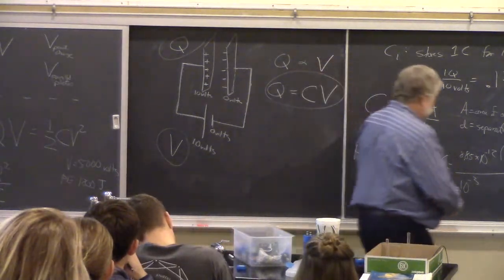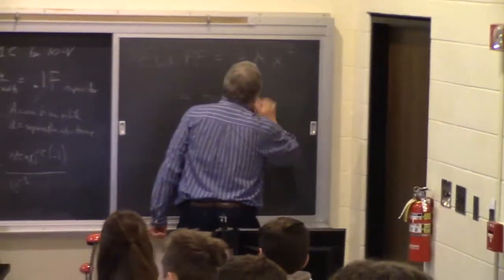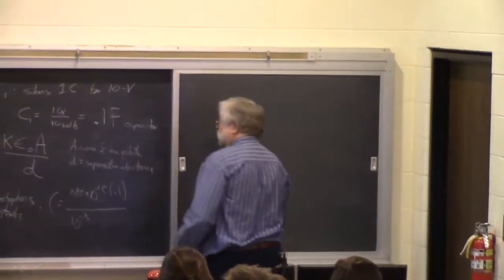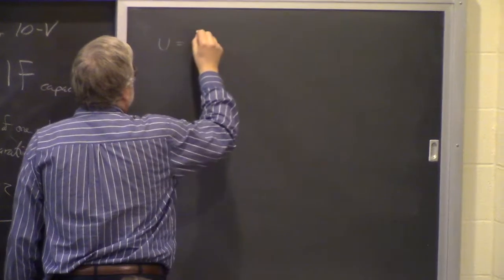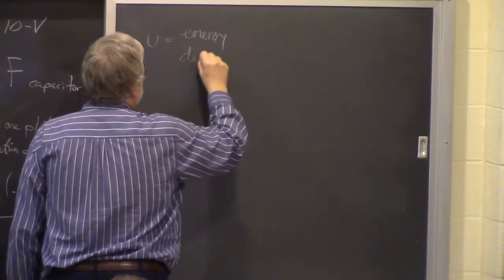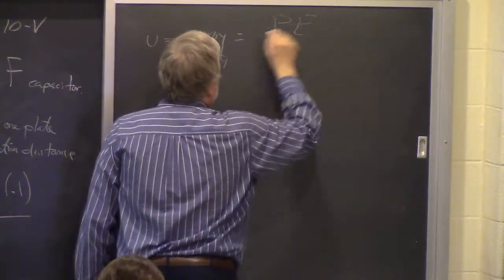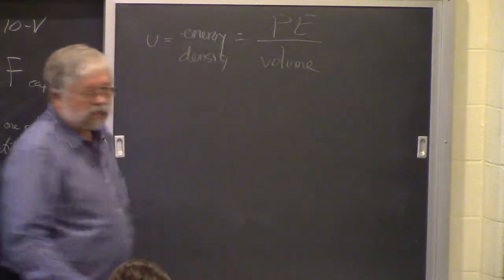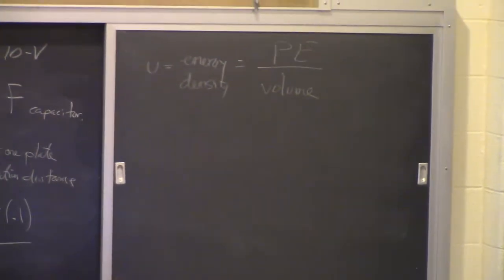I want to show you an interesting little way of thinking about this. And the reason I do it is because it's so relevant to modern life, as it were. I'm going to define a new little quantity called the energy density, which is the potential energy stored per unit volume. Just like mass density is mass per volume, so energy density is potential energy per volume.